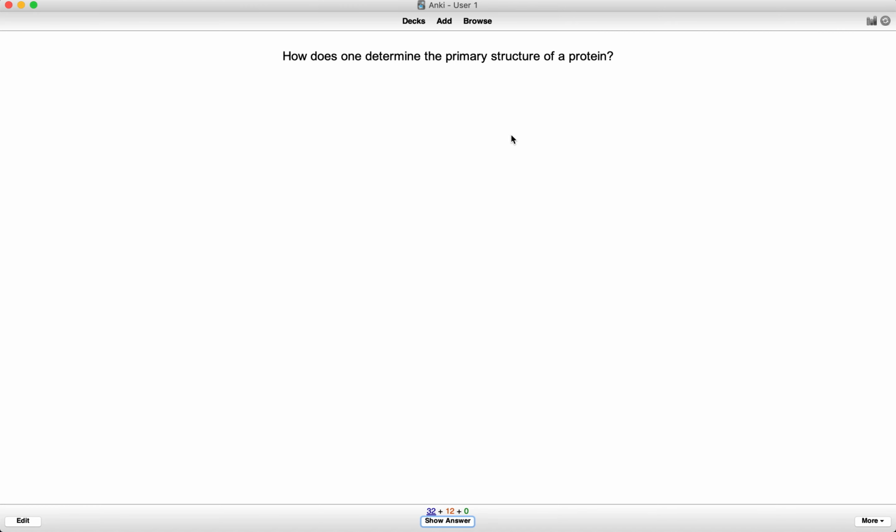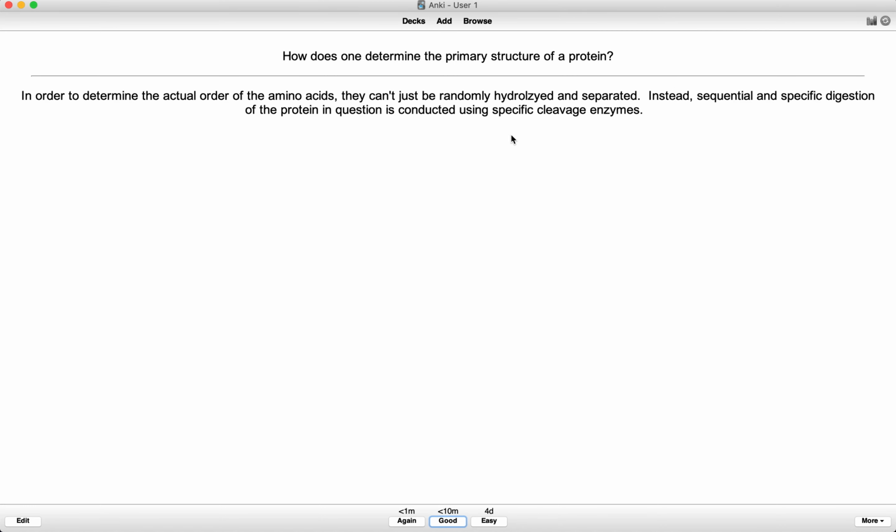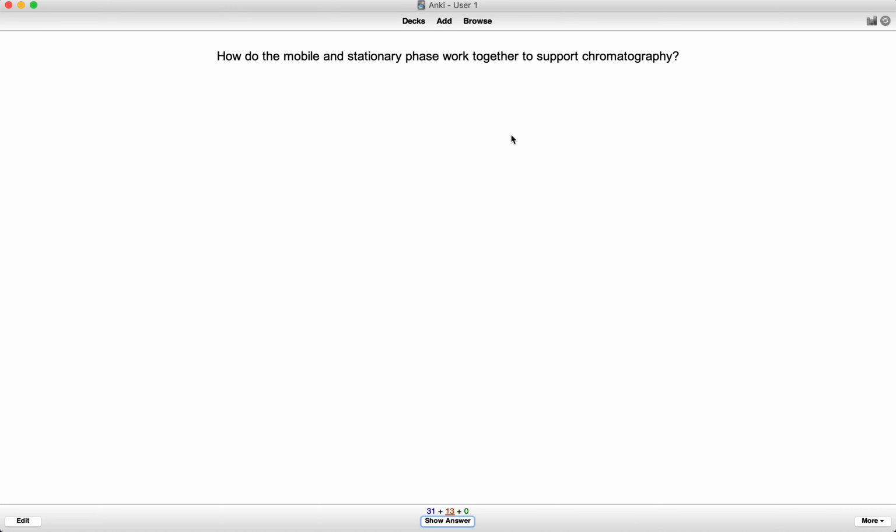How does one determine the primary structure of a protein? You use certain enzymes. So we have cyanogen bromide, which cleaves at the carboxy end of methionine. We also have trypsin, which cleaves at the carboxy end of the basic amino acids. And we also have chymotrypsin, which cleaves at the carboxy end of the aromatic amino acids. Basically, that's sequential and specific digestion of the protein using cleavage enzymes.